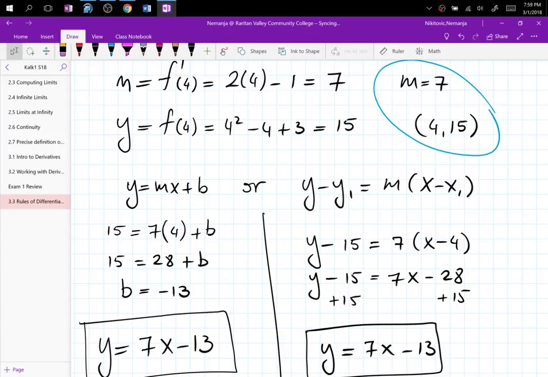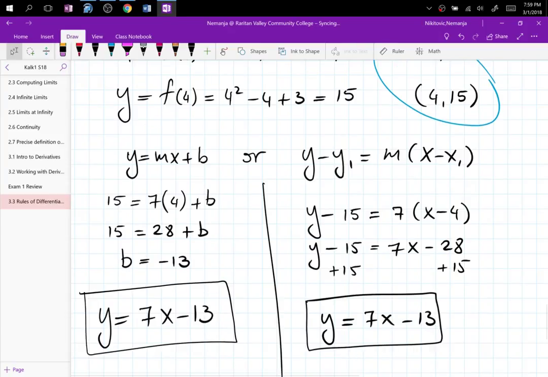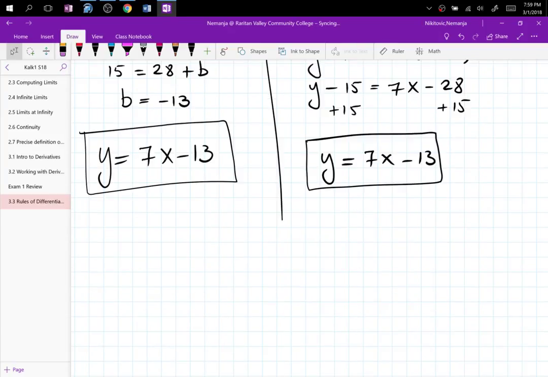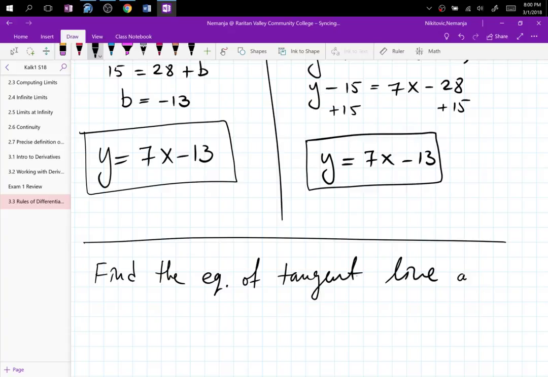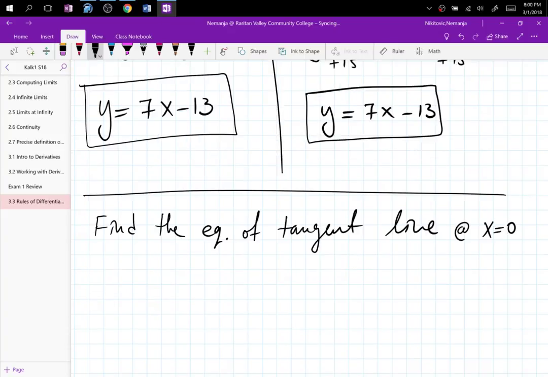So now, let's have one of these for you to enjoy. Find the equation of the tangent line at x equals 0 for f of x equals x cubed plus e to the 4x.